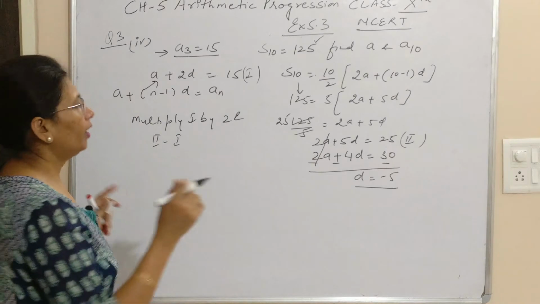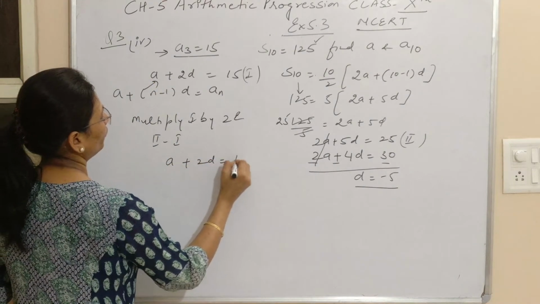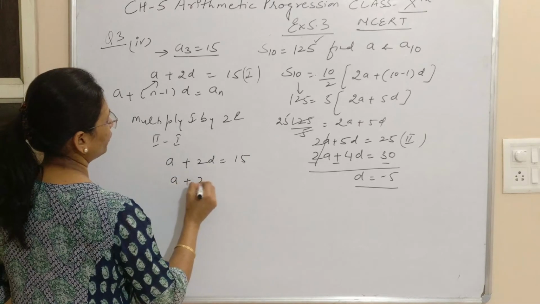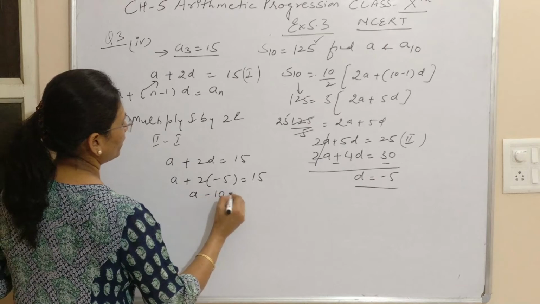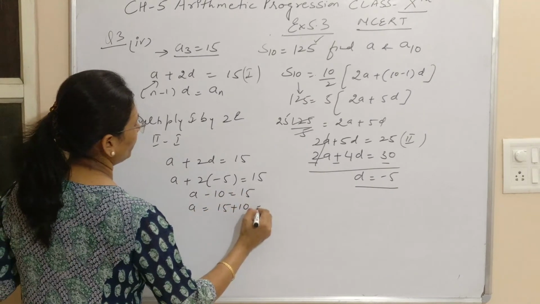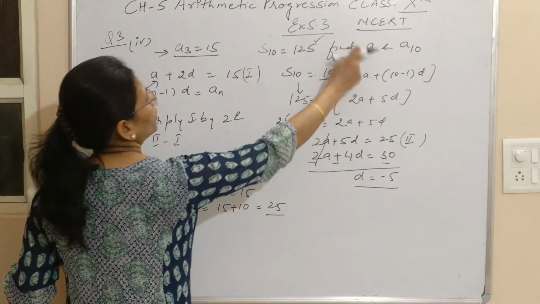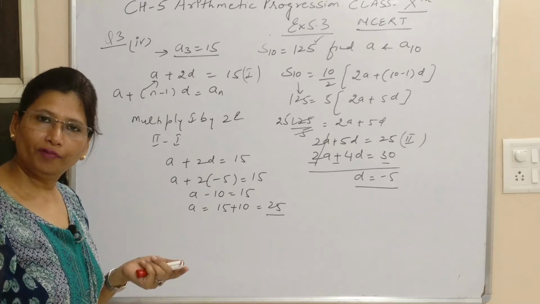We can easily find a. Here I am putting a plus 2d is equal to 15. d is minus 5. So 2 into minus 5 is minus 10. a minus 10 is equal to 15. So a is equal to 15 plus 10, that is 25. So it means the first term is 25. Clear? Now the 10th term. So how will we find the 10th term?